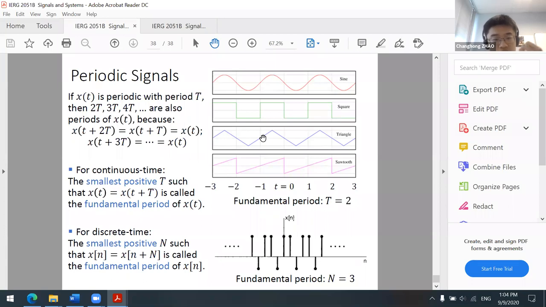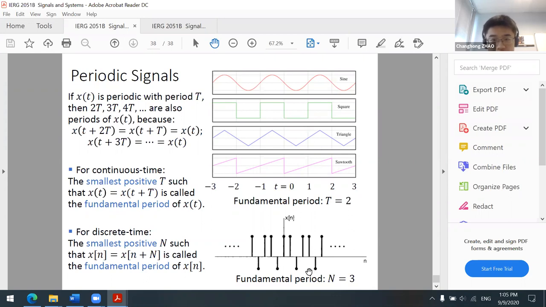The same thing happens to the discrete time signal. For the discrete time signal on the right, we know that if we shift it by 3, it overlaps with itself. Then if we shift it by 6 units, it also overlaps with itself. In other words, not only 3, but also 6, 9, 12, 15, all the multiples of 3 are periods of this discrete time signal. But the fundamental period is unique. It is the smallest integer that is ever possible to be the period. N equals 3 is the fundamental period.